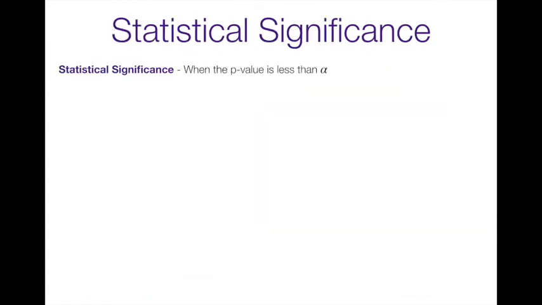So speaking of words, we have another vocab word, and that is statistical significance. So significant is a special word in stats. When the p-value is less than alpha, we say something is statistically significant.